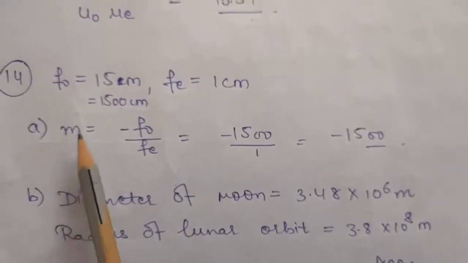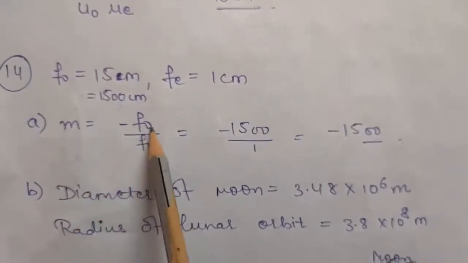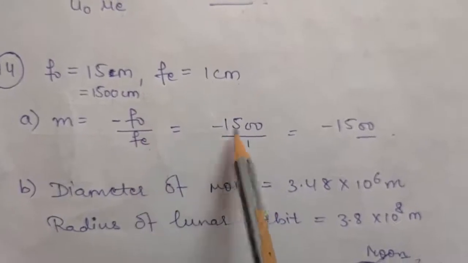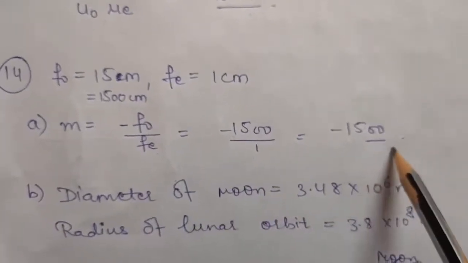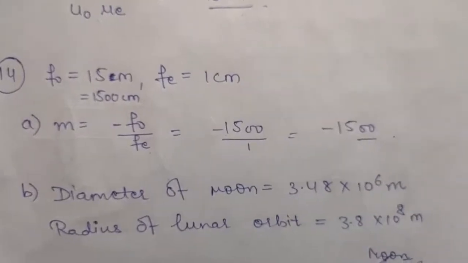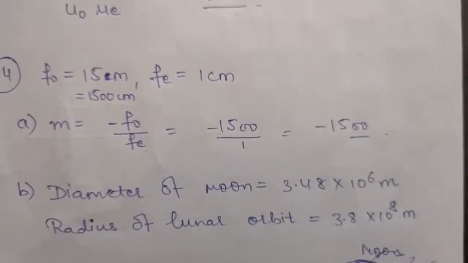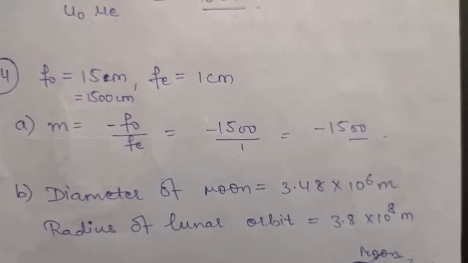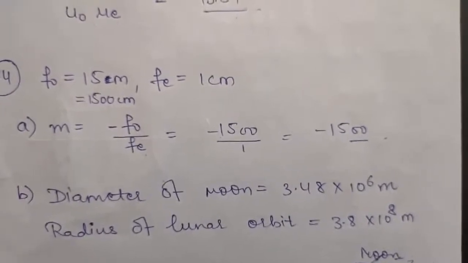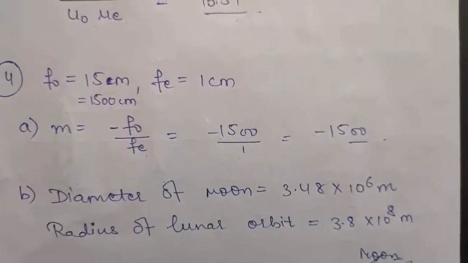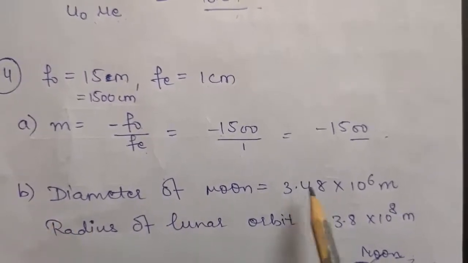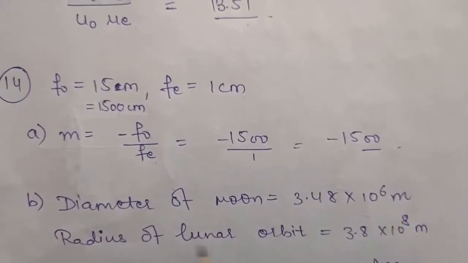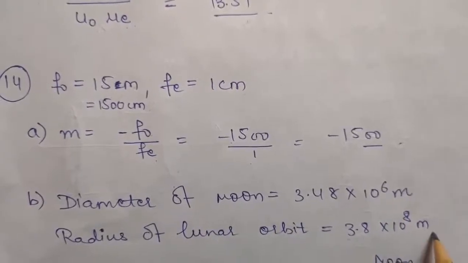So it is very easy, as you know the angular magnification is minus f naught upon fe. You are given f naught, you are given fe, so the magnification will come to be 1500. Okay. Second part of the question says, if this telescope is used to view the moon, what is the diameter of the image of the moon formed by the objective lens? The actual diameter of the moon is given to be this much, and the radius of lunar orbit is given to be this much.